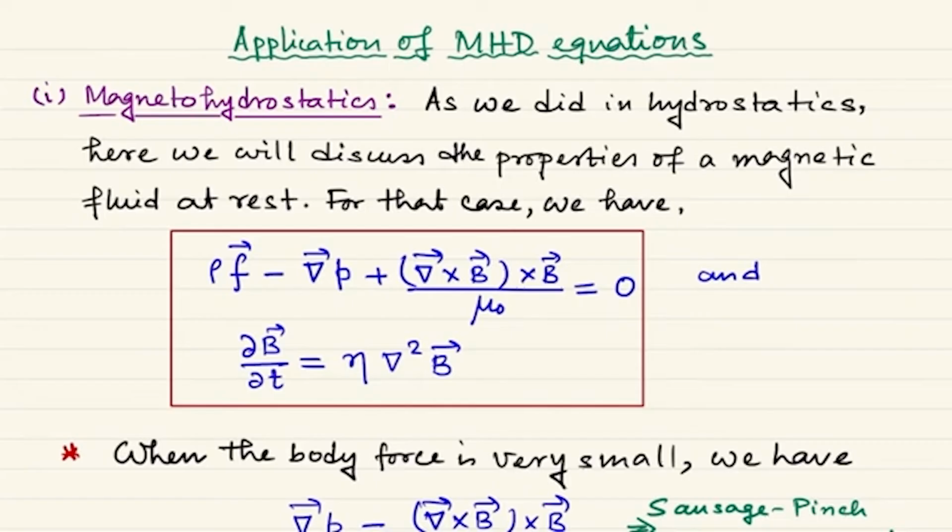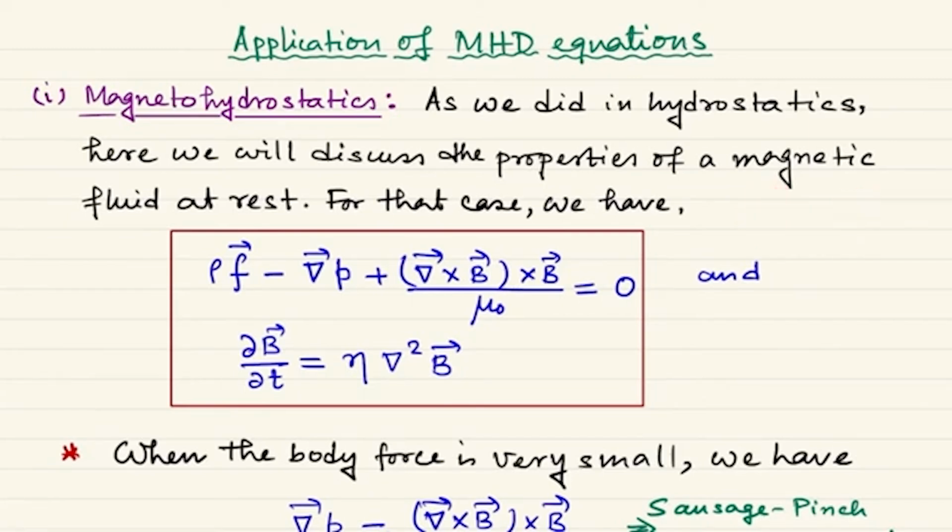The first one is, as we did for the hydrodynamic case, where we discussed the fluid property when it is at rest. That was the case of hydrostatics. Here similarly we will discuss the properties of a magnetic fluid at rest, and this is known as magnetohydrostatics. So for magnetohydrostatics, of course, the fluid velocity v is equal to 0.